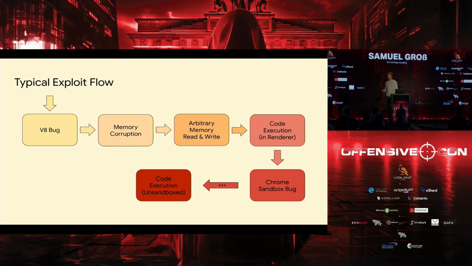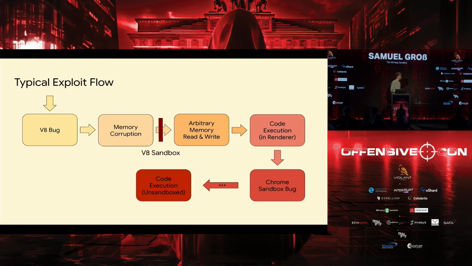From there you somehow get code execution. That might be shellcode execution, might be return-oriented programming, might be JIT, whatever. Somehow you run your own code. And from there you have to break out of the Chrome sandbox. So you need another bug, maybe in a privileged Chrome process, maybe in an operating system process. And then this game repeats. You exploit this bug, and eventually you get unsandboxed code execution.